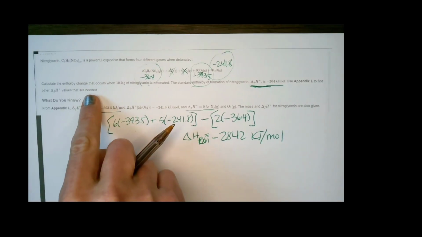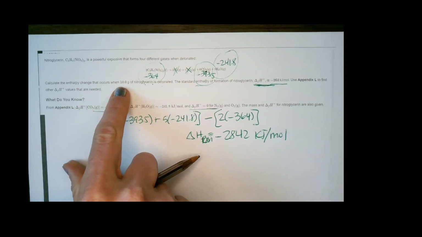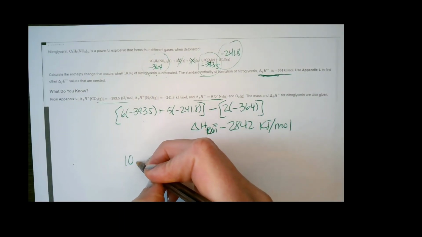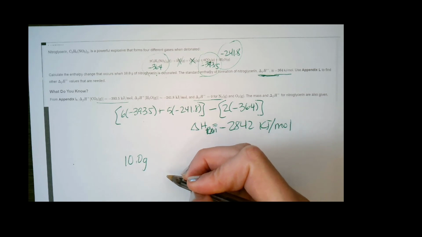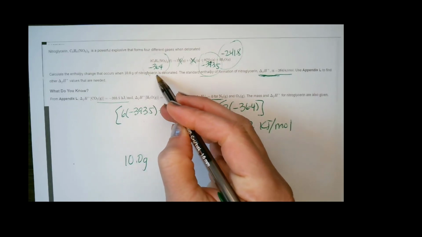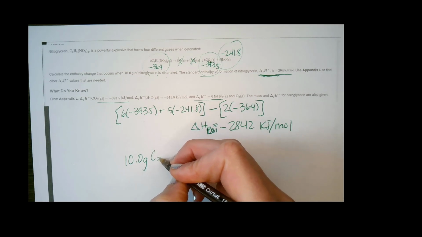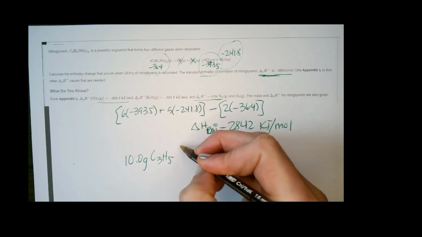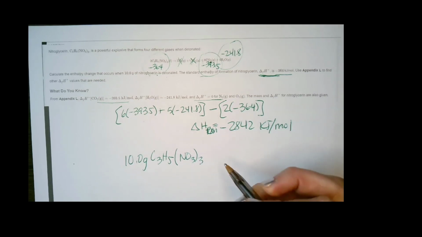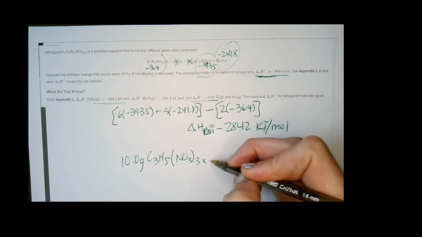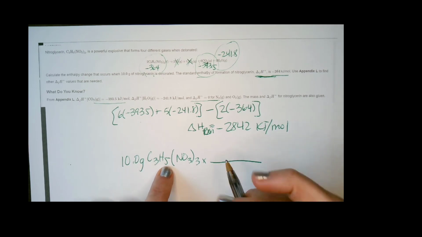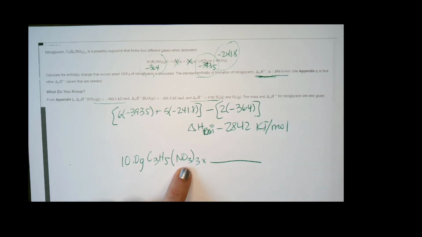Now, I want to know the enthalpy change that occurs when I have 10 grams of nitroglycerin. So hopefully you're at the point now where you go, oh, 10 grams, I need to get grams to moles. Okay, so we're told nitroglycerin is C3H5(NO3)3. This is our nitroglycerin. So for grams, we need to find the molar mass of this, of 3 carbons, 5 H's, 3 N's, and 9 O's.